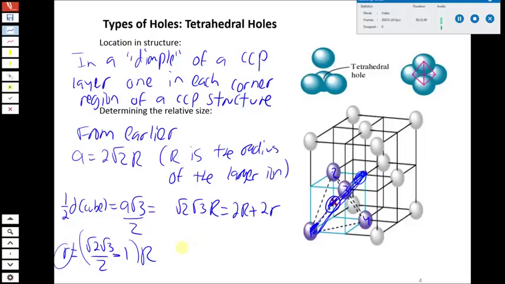And again, the important thing is the number here. This numerically equals 0.225 times the large radius. So basically what this is saying is that whatever the ionic radius of the larger ion is, the anion in most cases, the tetrahedral holes are going to be 0.225 times that radius.